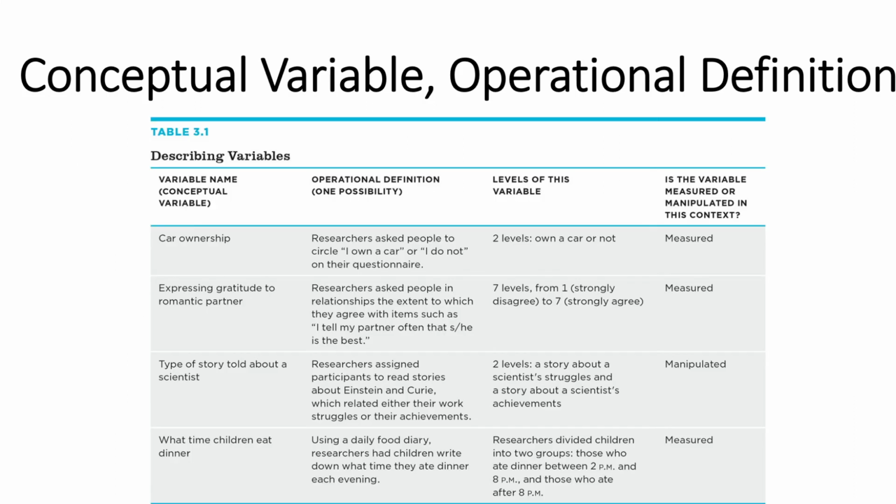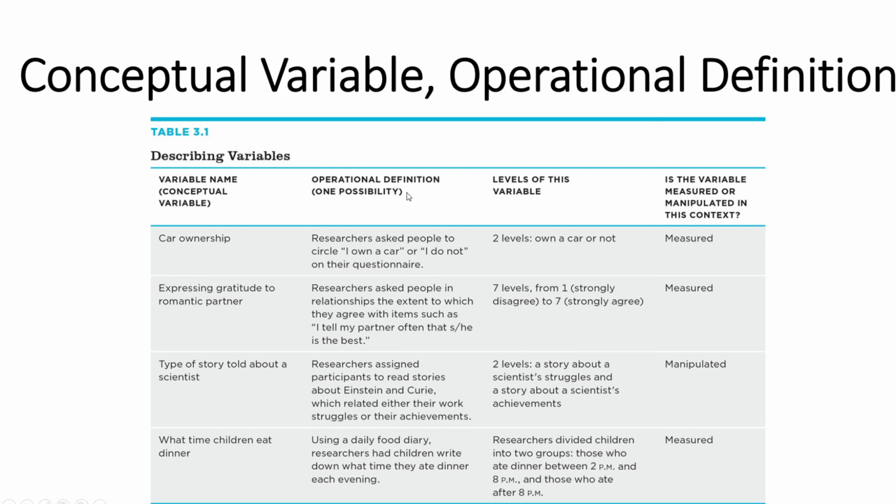Now we can look at a couple of examples that help us solidify our understanding of this idea of changing a conceptual variable into an operational definition that we can then use in our research. So here, a table from our textbook, we're just going to look at a couple of examples. Our conceptual variable is car ownership.